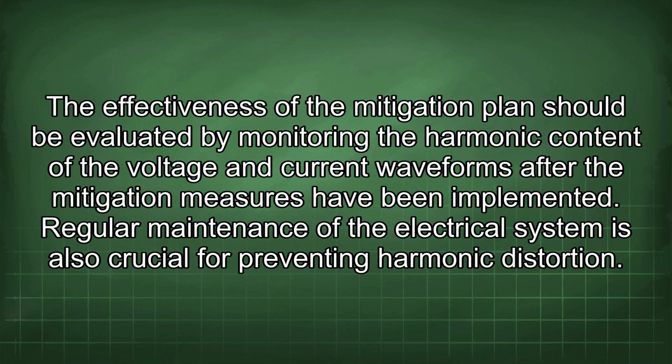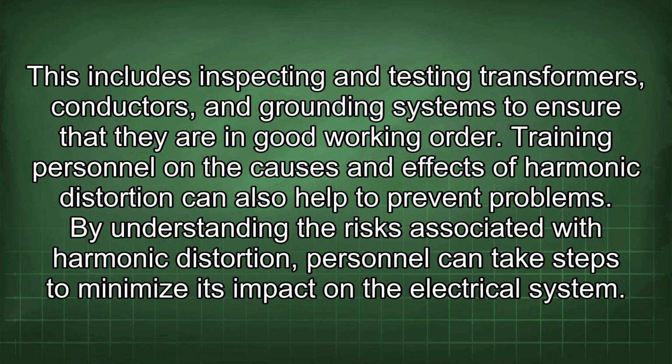Regular maintenance of the electrical system is also crucial for preventing harmonic distortion. This includes inspecting and testing transformers, conductors, and grounding systems to ensure that they are in good working order. Training personnel on the causes and effects of harmonic distortion can also help to prevent problems. By understanding the risks associated with harmonic distortion, personnel can take steps to minimize its impact on the electrical system.